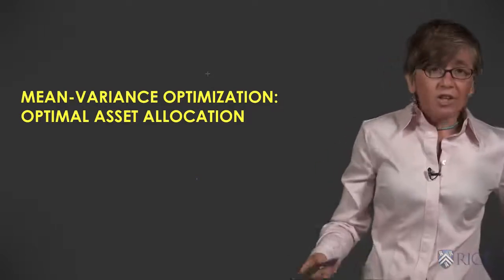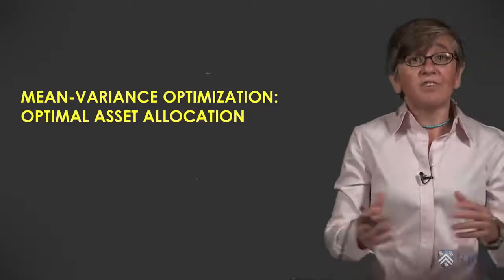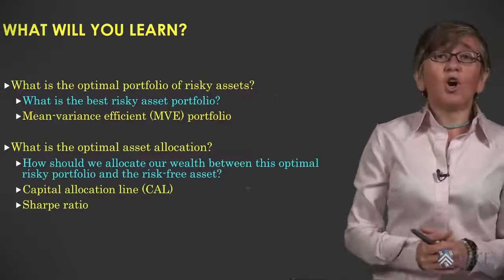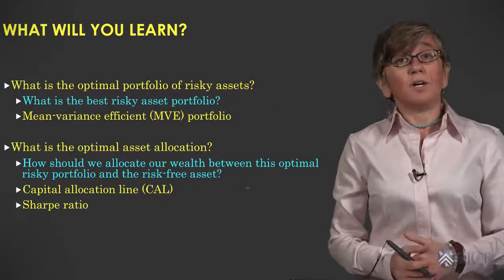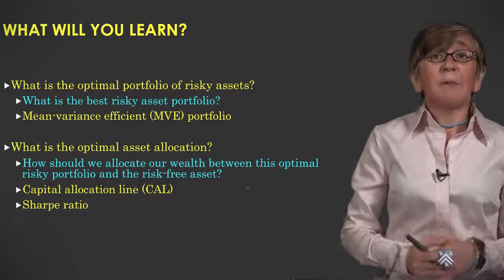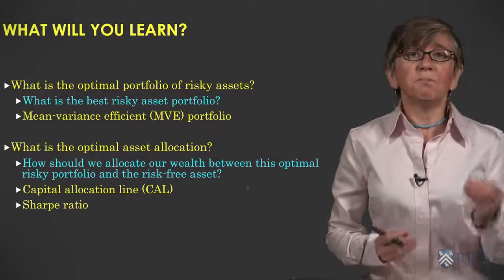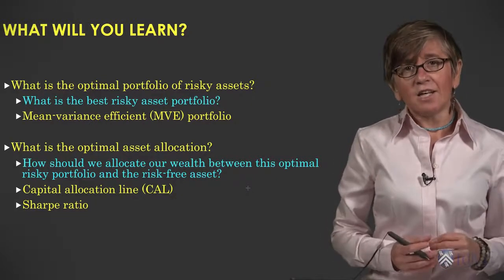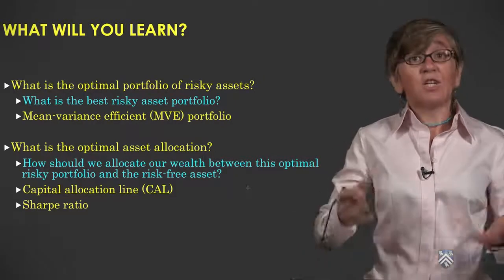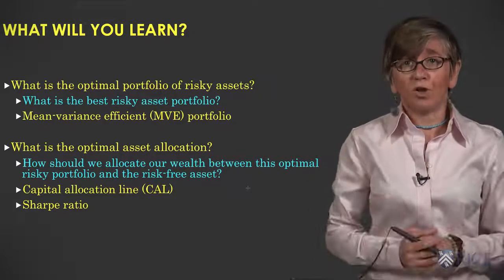So in this lecture, we're going to use mean variance optimization to answer these questions. In the process, you're going to learn terms like mean variance efficient portfolio, Sharpe ratio, capital allocation line, and most importantly, you will understand the main intuition and the insight behind optimal asset allocation decision. And now you can use this insight when you construct your own overall portfolio.